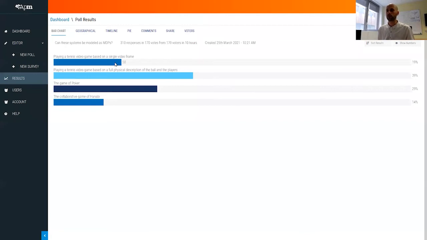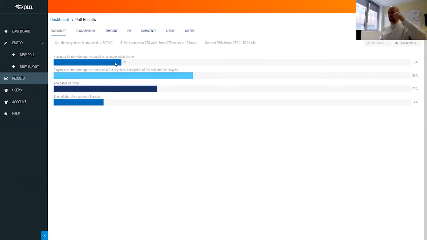And although it might be possible to model such a game as an MDP, this is not really what we intend as an MDP, say in plain words, because the transition to the next state is not fully determined by the current state. It might be determined by a sequence of past states. On the other hand, playing a tennis video game based on a full physical description of the ball and players might be a lot easier to model as an MDP, precisely because the probability to transition to a new state is then really only conditioned by the current state and the current action being applied.